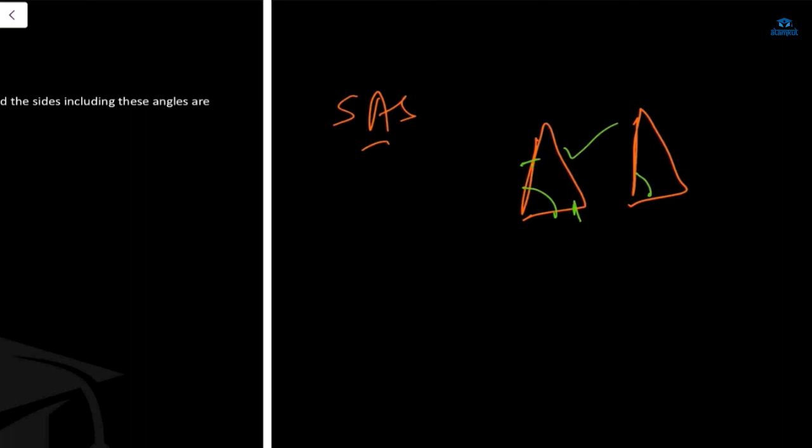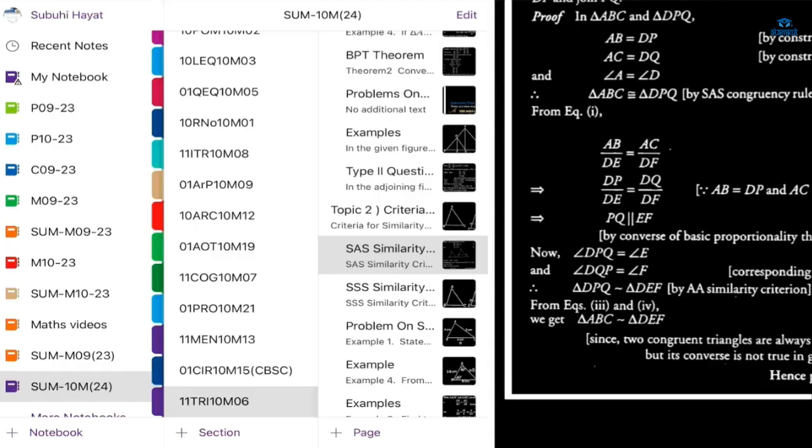So this is corresponding to this, and this is corresponding to this. You have to prove that. This is the given part: the angle and the two sides that make the angle should be in the same ratio. Understood? SAS. So we have seen three criteria for similarity: AA, SSS, and SAS. From the name itself, you can say in SAS the angle should be in between. I'm not leaving anything out here.